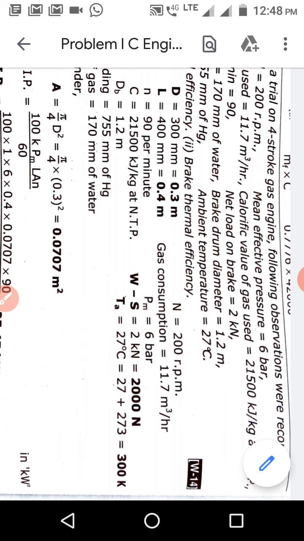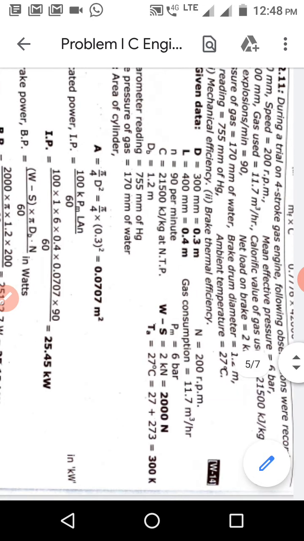So we'll see how we are going to solve this problem, because here two different conditions are given. Gas use is given at real condition and calorific value of gas use is given in standard condition. So we will see how we are going to solve it.